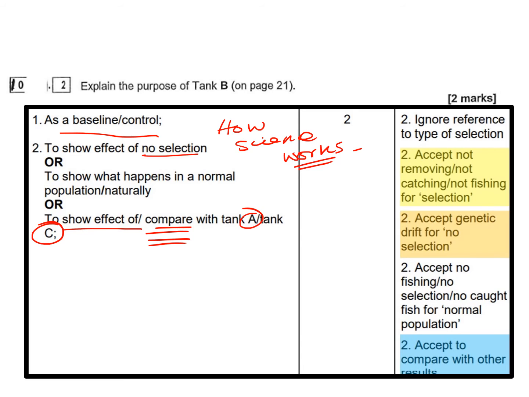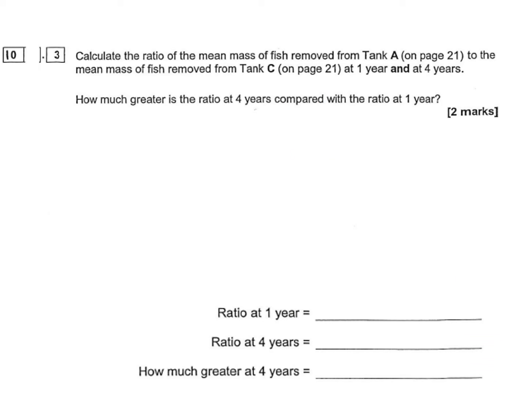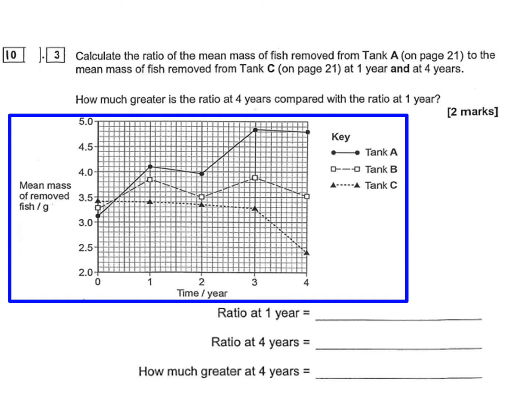So there'd be no selection in tank B. That's our control. Okay, calculate the ratio of the mean mass of fish removed from tank A to the mean mass of fish removed from tank C at 1 year and at 4 years. So if we look at the graph, it says the ratio.